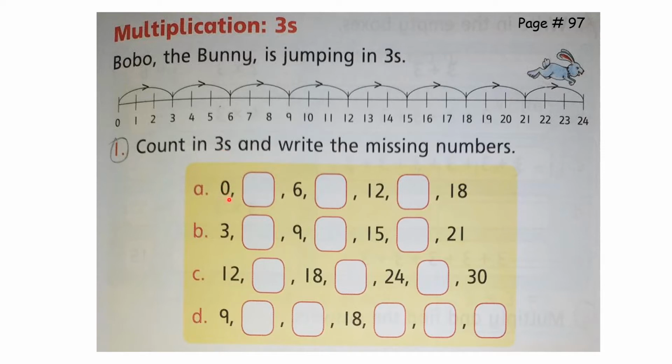Now in this question we have to count in threes. What do we get when we add 3 in 0? Let's see. What is written here? 3. So when we add 3 in 0, we get 3. What do we get when we add 3 in 6? Where is 6? This is 6. And when you add 3 in 6, he jumped from here to here. So we get 9. So let's write 9 here. Then what do we get when we add 3 in 12? Where is 12? This is 12. We have to move 3 steps. 1, 2, 3. So what do we get? We get 15.